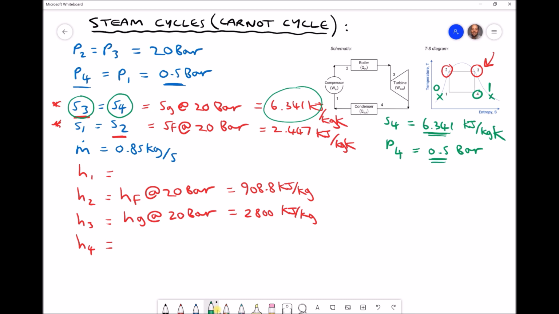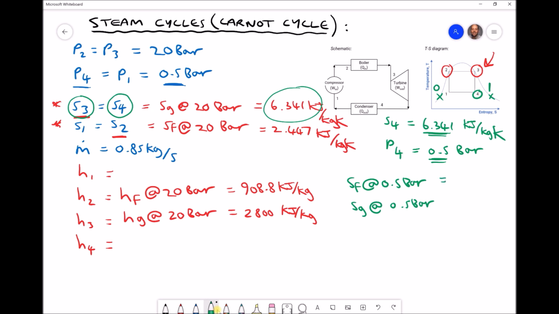So what we can do using our steam tables is look up the entropy of wet saturated vapour or saturated water at 0.5 bar. We can also look up the entropy of dry saturated vapour at 0.5 bar. And our entropy value of 6.341 is going to sit between those two values. We can then use a process of linear interpolation to determine where we sit on that continuum, and hence we can work out our dryness fraction.